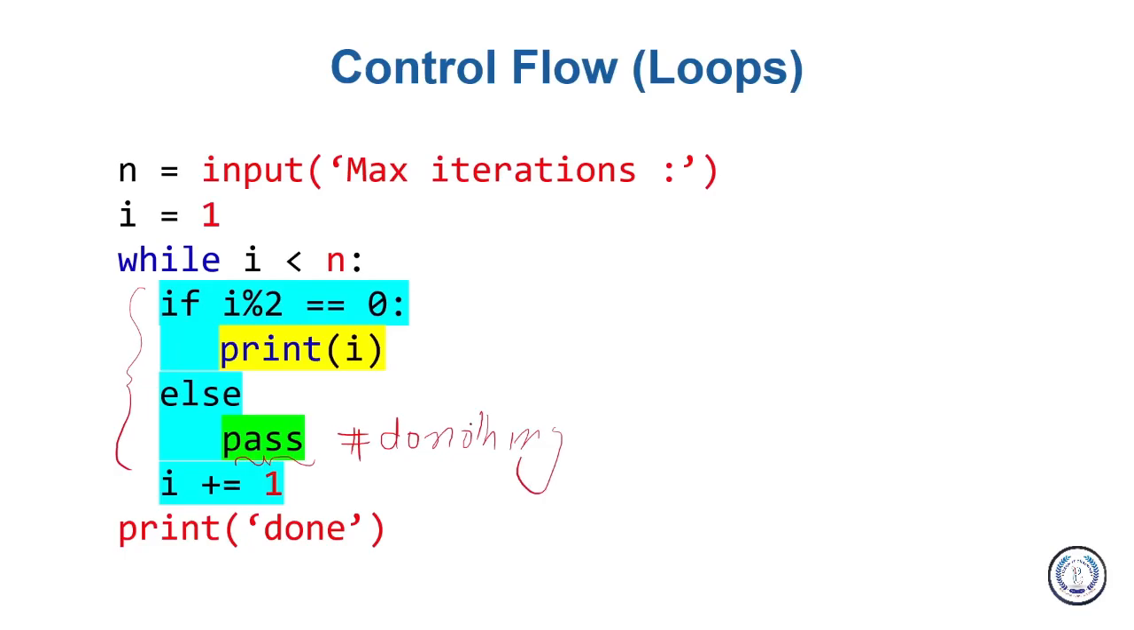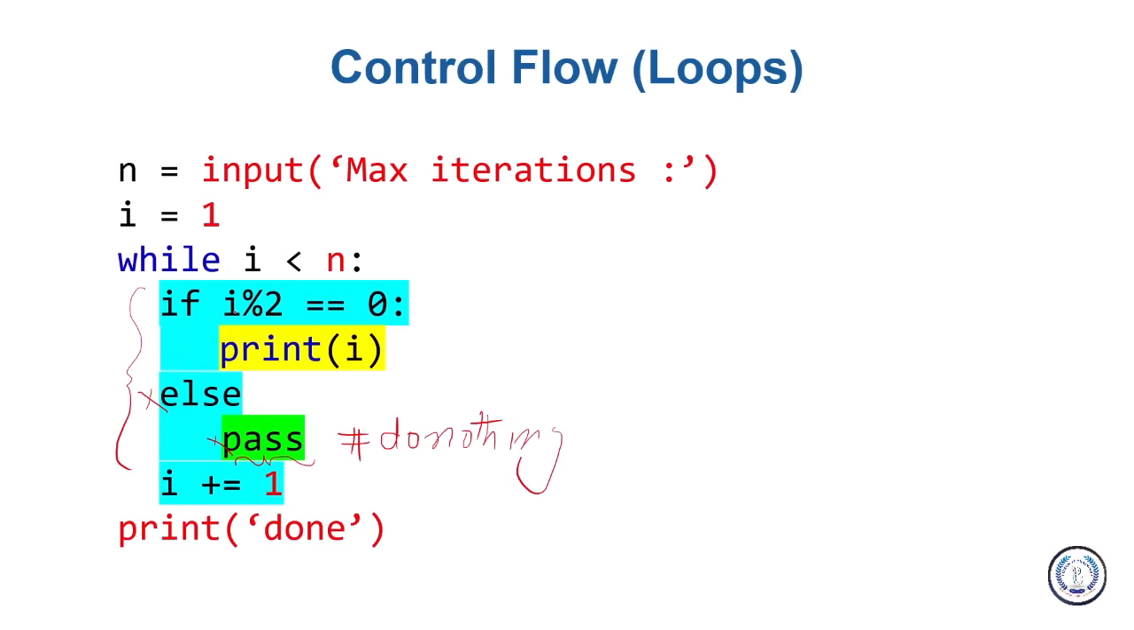We could have omitted the whole else part along with this pass, and still the code is equivalent, but sometimes writing this pass makes the code readable. So writing this pass statement just means do nothing and just move on. If we omit the else statement and we omit this pass, that's perfectly okay.